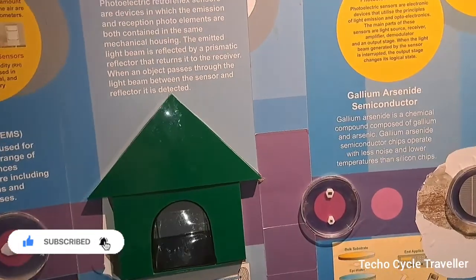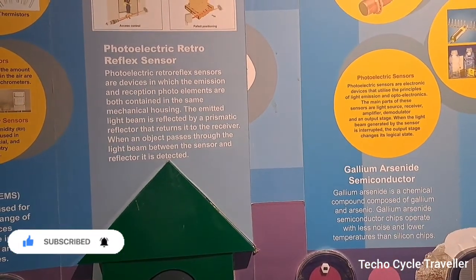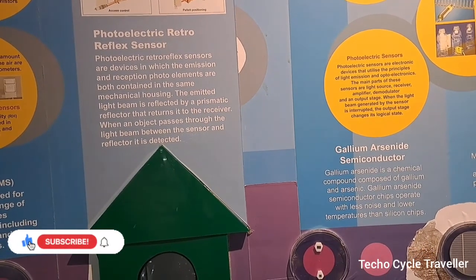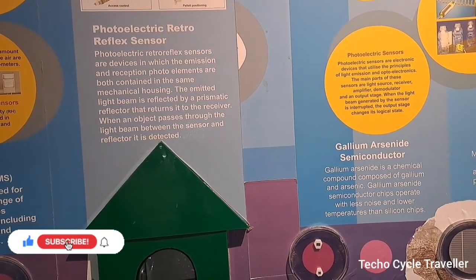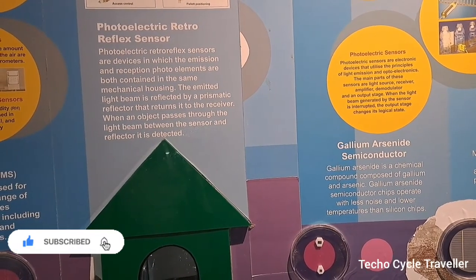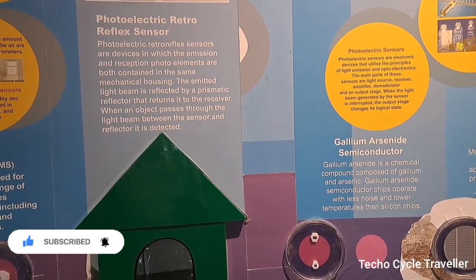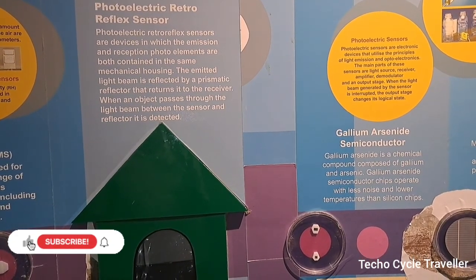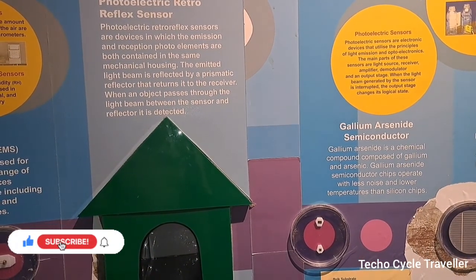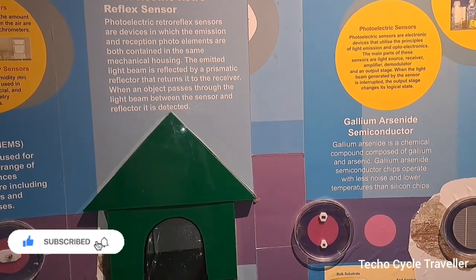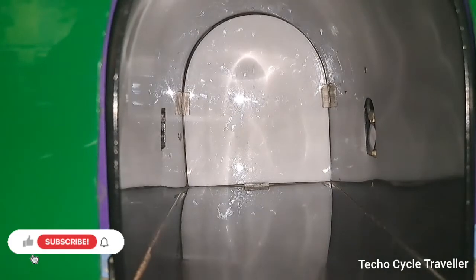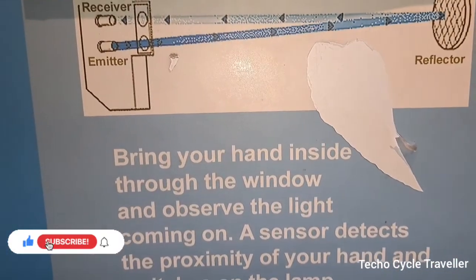Sensors. Photoelectric retro-reflex sensors are devices in which the emission and reception photo elements are both contained in the same mechanical housing. The emitted light beam is reflected by a prismatic reflector that returns it to the receiver. When an object passes through the light beam between the sensor and reflector, it is detected. Receiver, reflector.